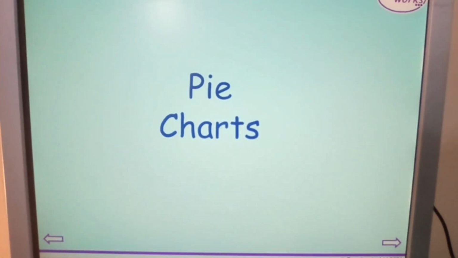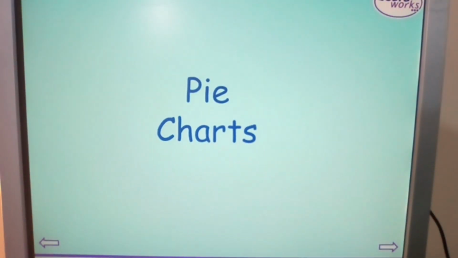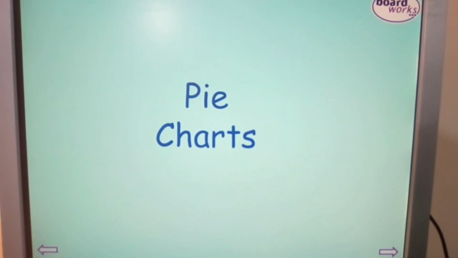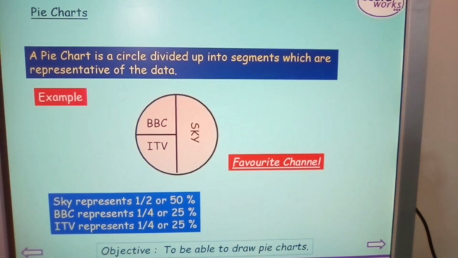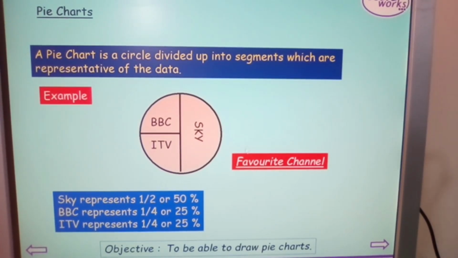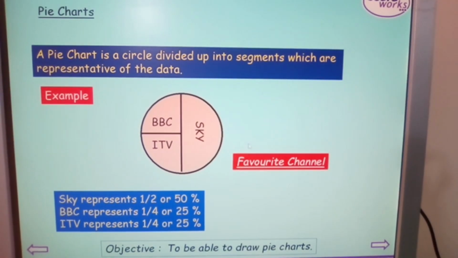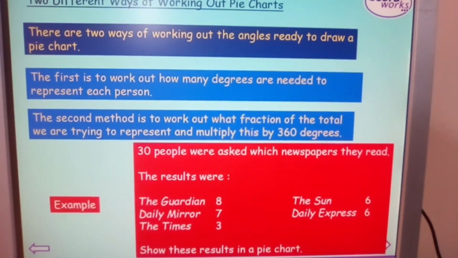Pie charts. A pie chart is a circle divided up into segments which are representative of the data. Example: BBC, ITV, Sky, favorite channels. Two different ways of working out pie charts. There are two ways of working out the angles ready to draw a pie chart.